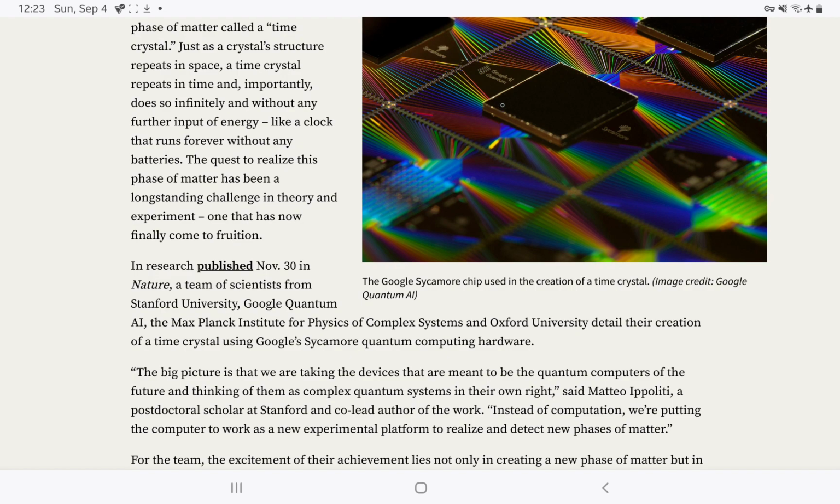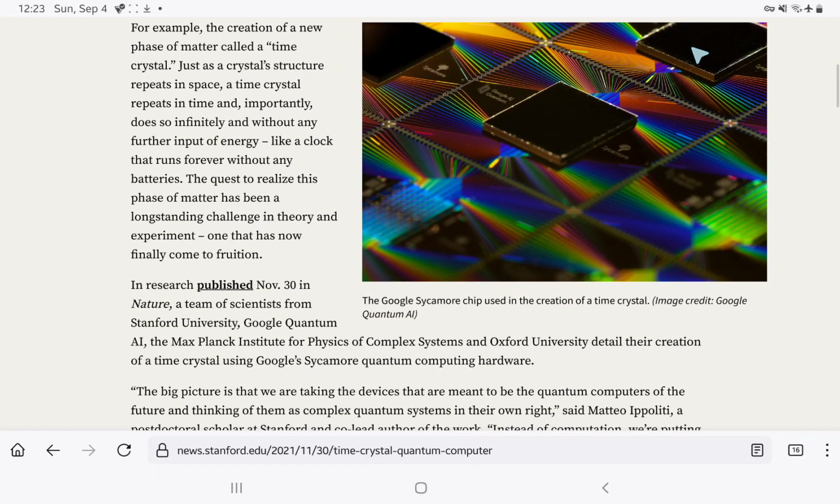It says Google AI. Google AI Quantum. There's AI right there. Look at that. I think that's it. I want to zoom in so I can be sure. Look it up and let me know if I'm wrong.